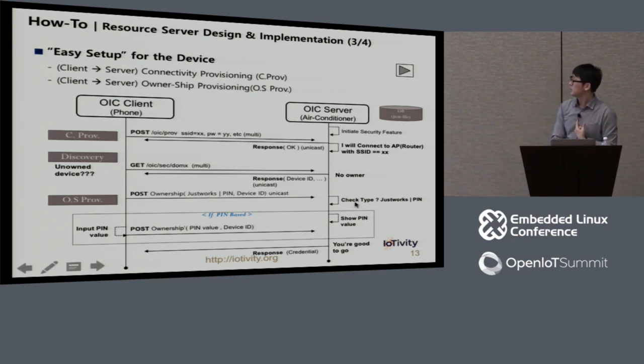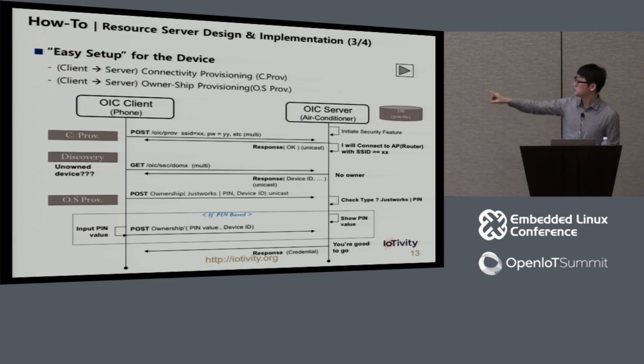But in IoTivity, we provide several ways of provisioning. One is just works. The other one is pin-based. Just works means, if I want to make you mine, then okay. The server just responds, okay, from now on, I'm yours. But pin-based is, the server wants to do one more extra thing to make sure that you are valid or not.